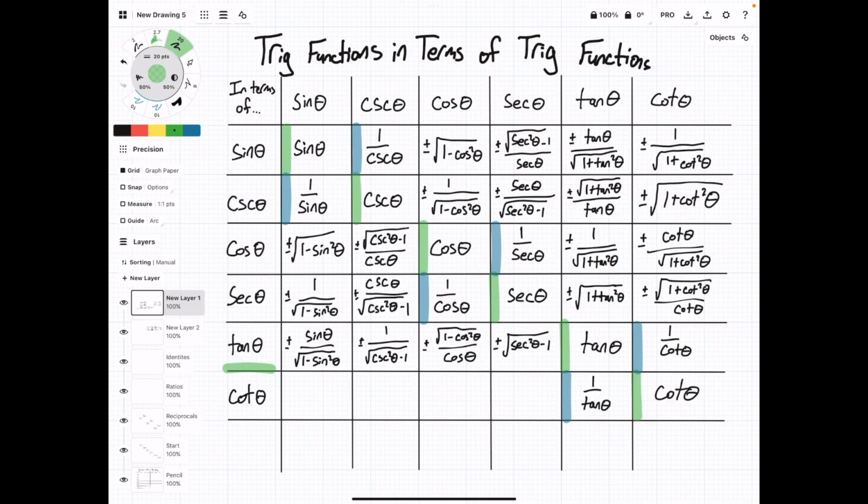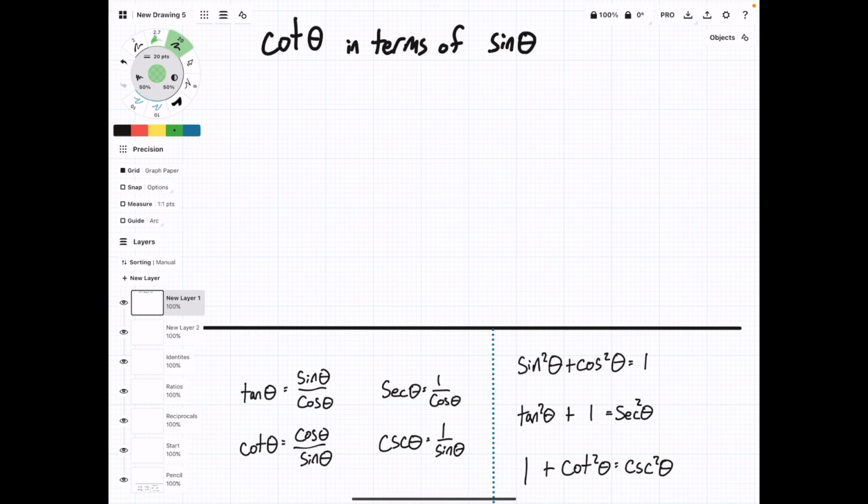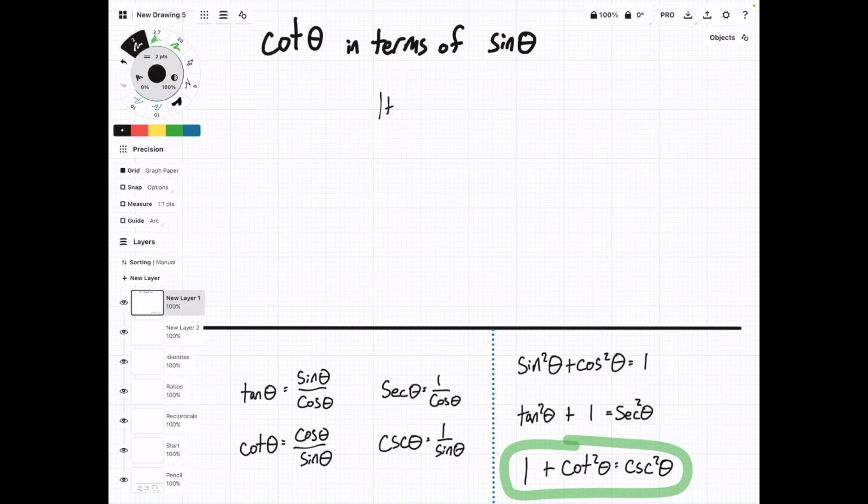With that, we have completed the tangent row. So these are the equations that we just figured out. And now what we're going to do is move on to cotangent. We can write cotangent theta in terms of sine theta using this identity here. So we'll bring it up to 1 plus cotangent squared theta equals cosecant squared theta. And we're going to rewrite this as 1 over sine squared theta.